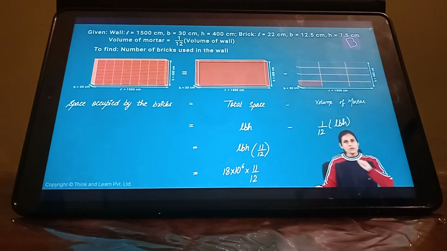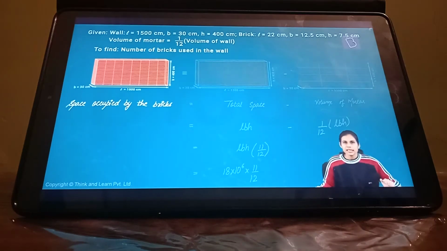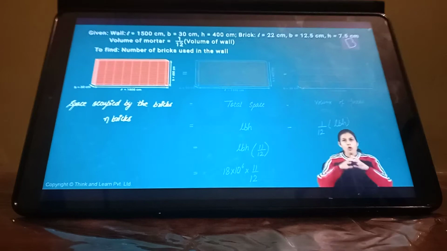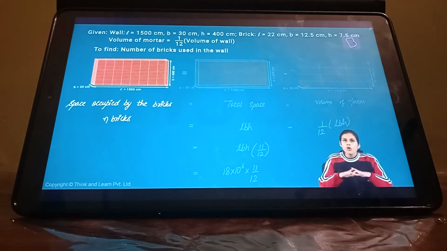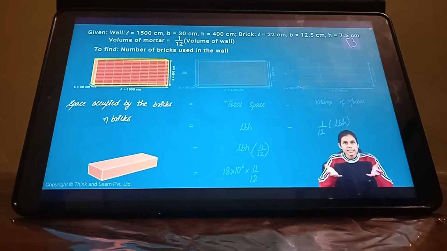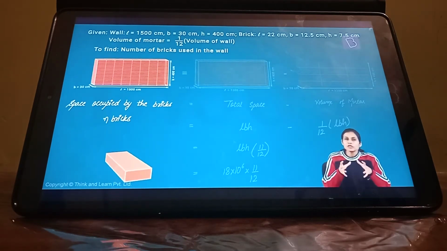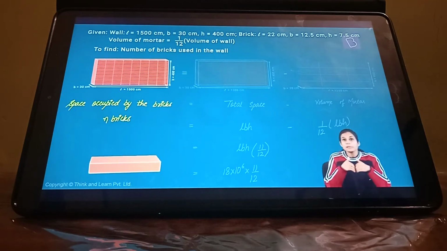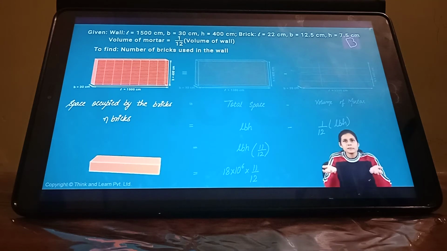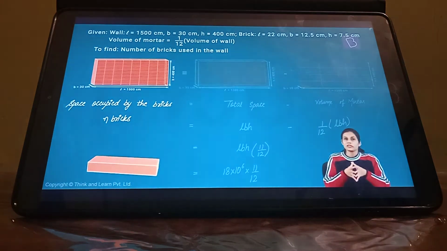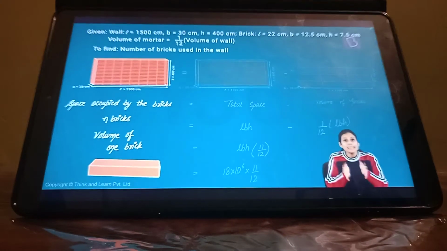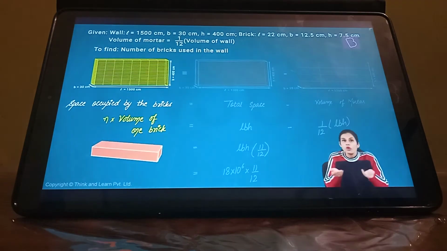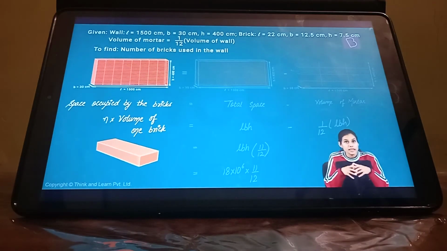Now understand, let's try to decode this left hand side. Suppose there are n bricks being used, okay? We have to find this number n. All these n bricks are identical and they all are cuboidal in shape, right? If we calculate space occupied by one brick and multiply that by n, we will get space occupied by n bricks. Isn't it? That's pretty simple argument. That means what we'll do here is we'll calculate volume of one single brick. That multiplied by n will give me volume of all these n bricks. And that is what is my left hand side.